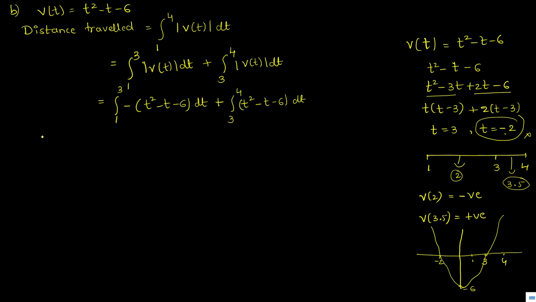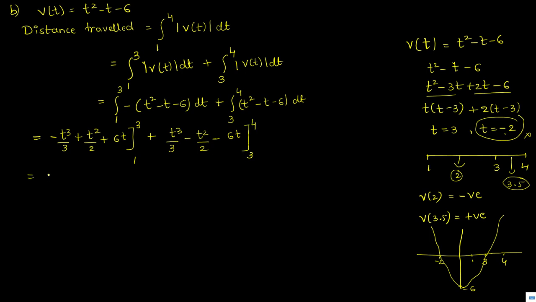So now we are going to integrate this, multiplying the minus sign inside. Minus of t square will be minus t cube by 3. Minus of minus is plus, so t changes to plus t square by 2. And minus of minus will be plus, so 6 becomes plus 6t, which is integrated from 1 to 3. Plus, again, integration of t square is t cube by 3, minus t square by 2, minus 6t, integrated from 3 to 4.